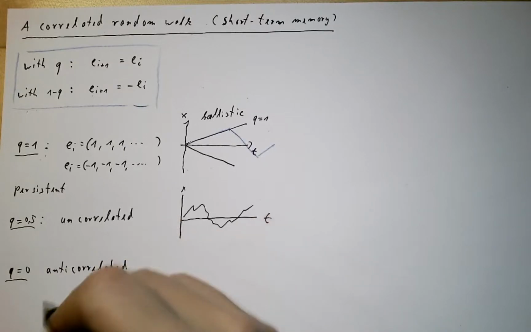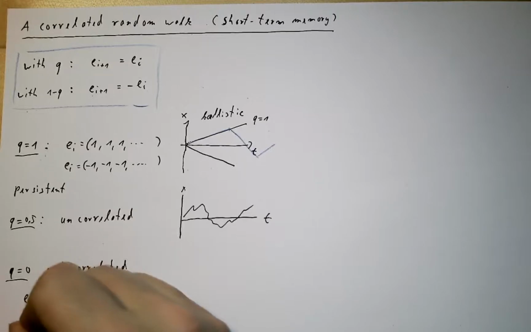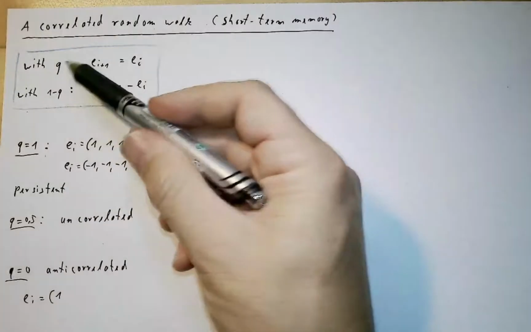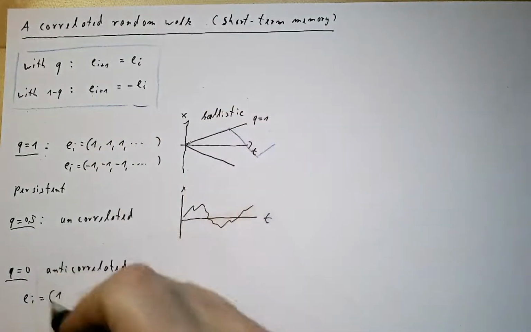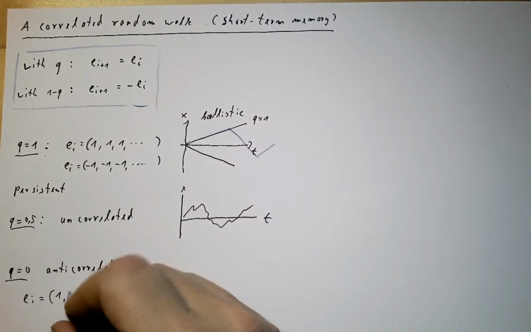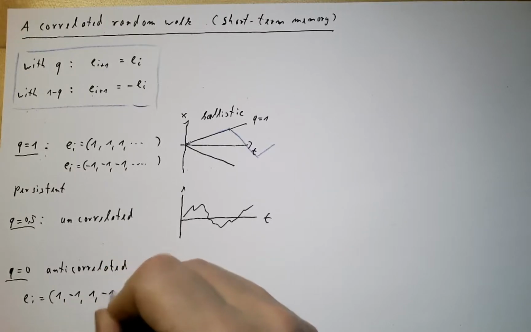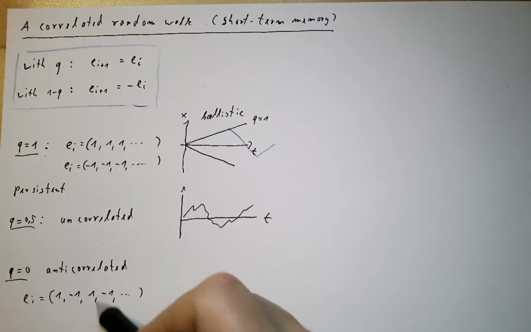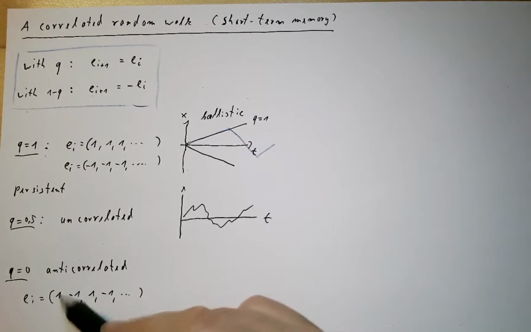Because what's happening now, if we start with +1, now q is 0, so we always invert the sign. Then the next increment is -1, the next increment +1, -1, and so on. So the increments are an alternating series of plus and minuses.